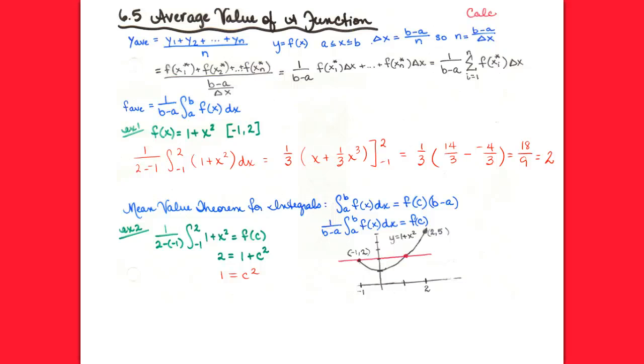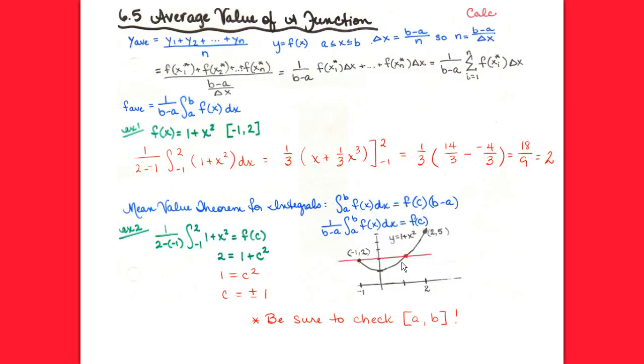Subtract 1 from both sides, and then take the square root of both sides. Don't forget plus or minus. Exactly. So what we've just found algebraically is that it should be when x equals negative 1, and when x is equal to positive 1, that my average value and my function are intersecting each other, and they are.